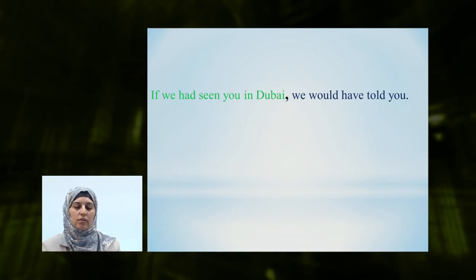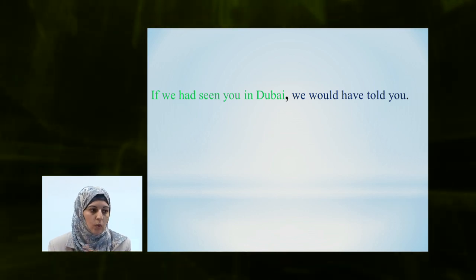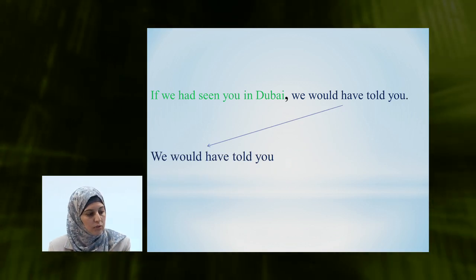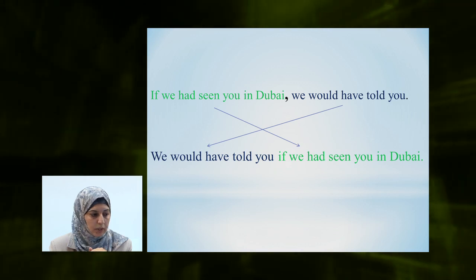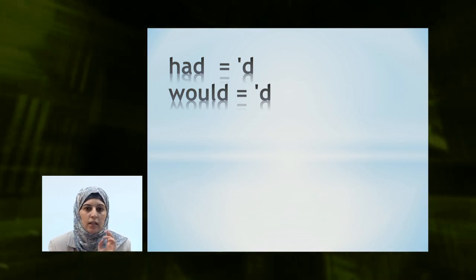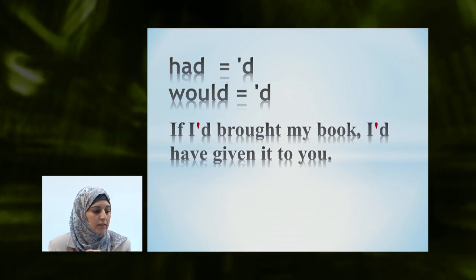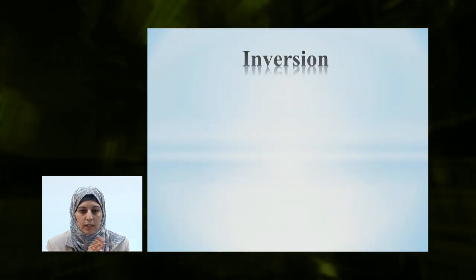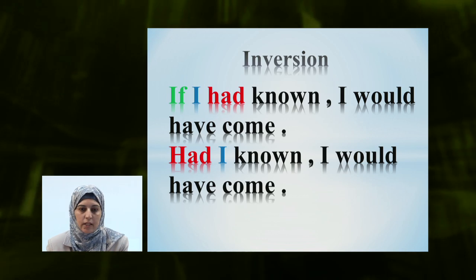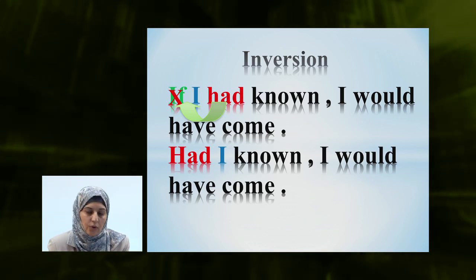And remember also that you can start with the main clause. So you can say, if we had seen you in Dubai, we would have told you. And you can also say, we would have told you if we had seen you in Dubai. Remember also that the contracted form of had and would is the same, apostrophe D. And also remember that if and would can never come in one clause. Remember also the inversion, that you can say, if I had known. You can also say, had I known.